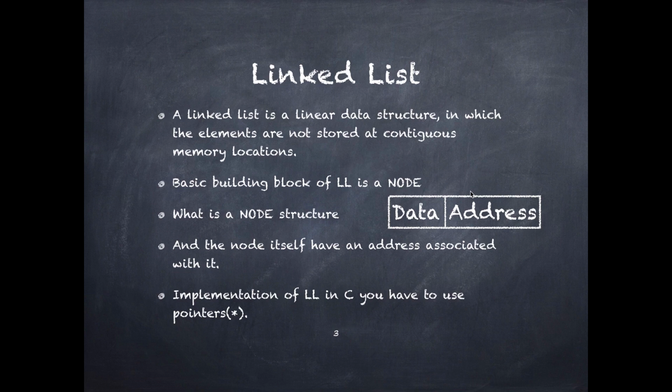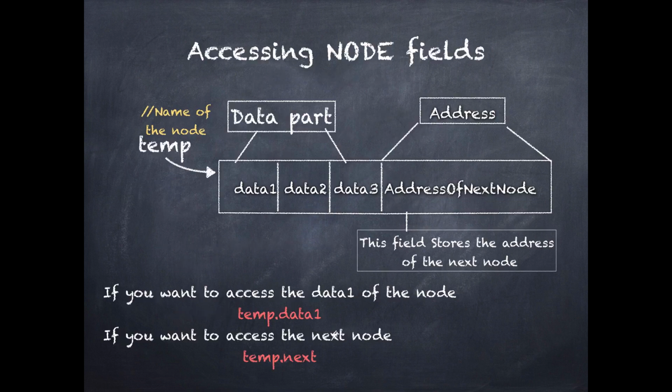So how is this implemented in C? You have to use pointers. If you are trying to implement this linked list concept, you have to use pointers and structures. For the time being, we are not looking into the implementation side. Please try to understand the concept of linked list. Going to the next slide.